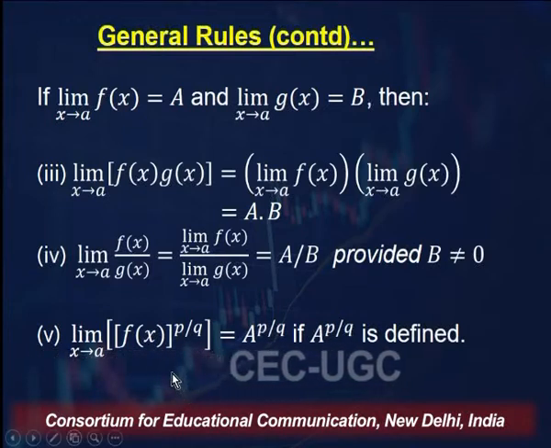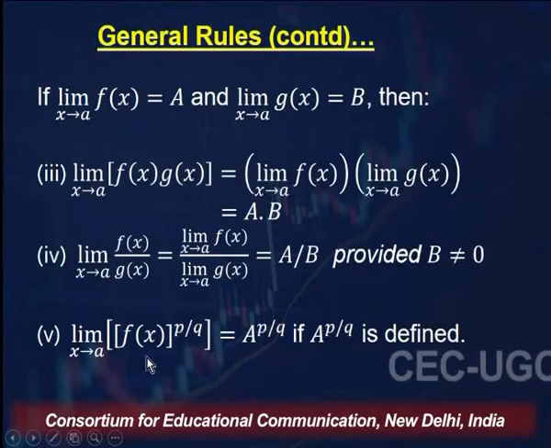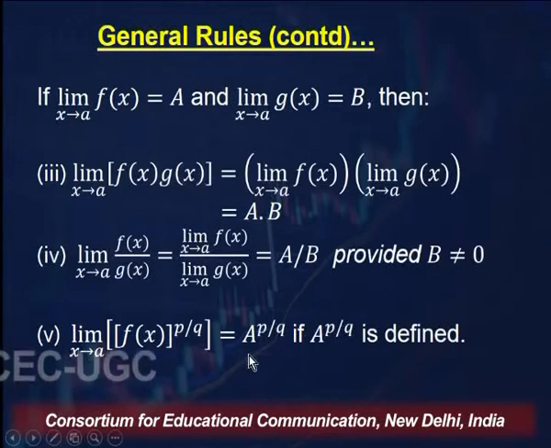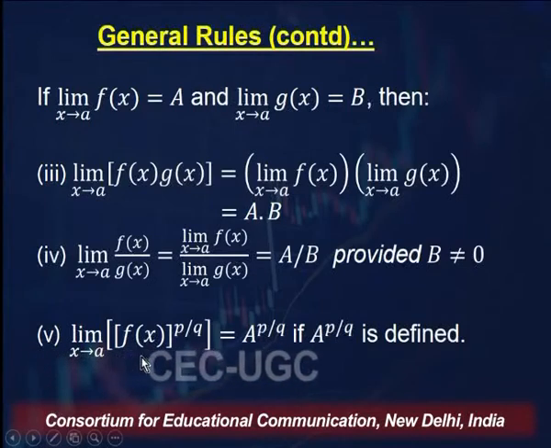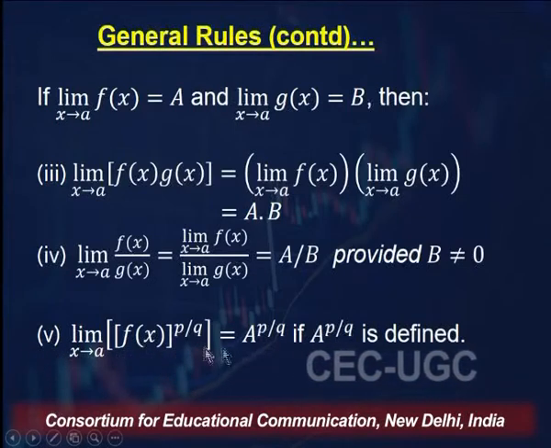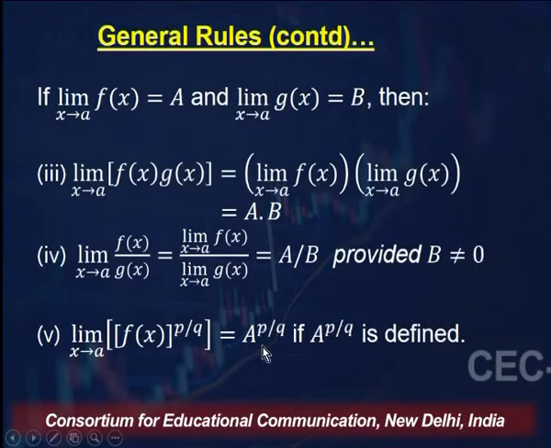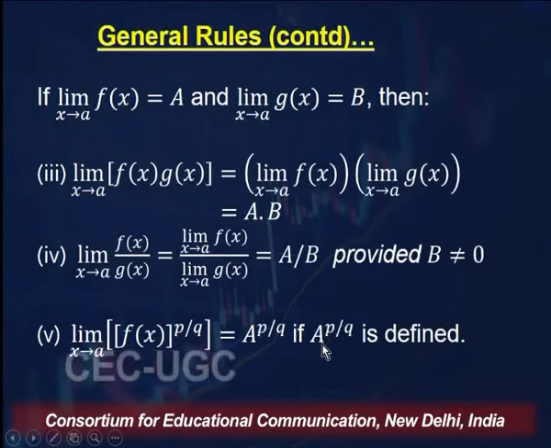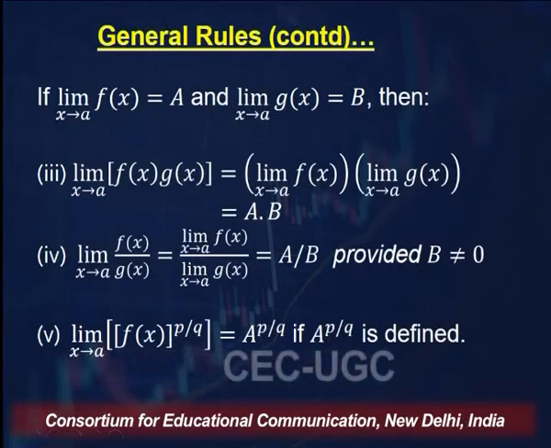Okay, and the final rule is that the limit of the function f of x to the power p by q as x tends to a is, because the limit of the function f of x as x tends to a is capital A, simply capital A to the power p by q, as long as capital A to the power p by q is defined.